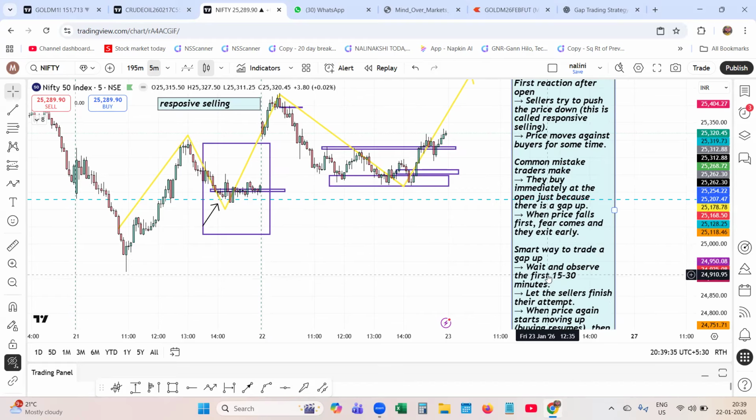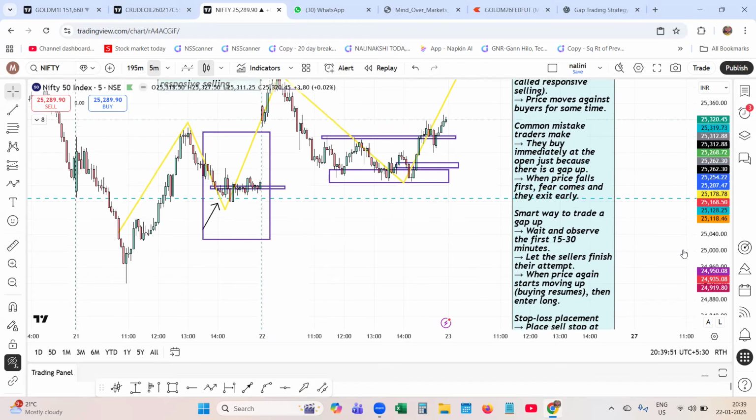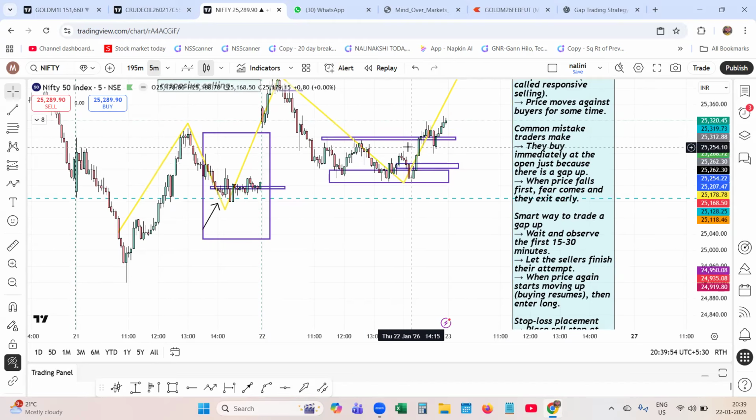The smart way to trade a gap up is to wait and observe the first 15 to 30 minutes. Let the sellers finish the attempt. When price again starts moving up, here, after 215, 230, the price started moving up. Buying resumed, then only you have to enter long.